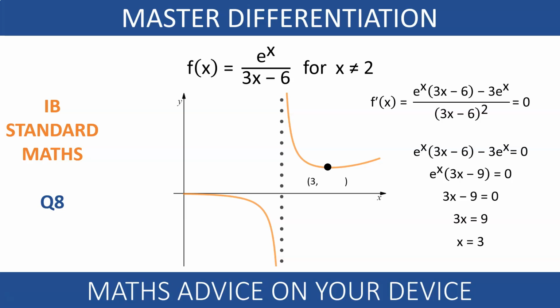To figure out the value of the function at x equals 3, we simply substitute x equals 3 into the function. The minimum is 6.695.